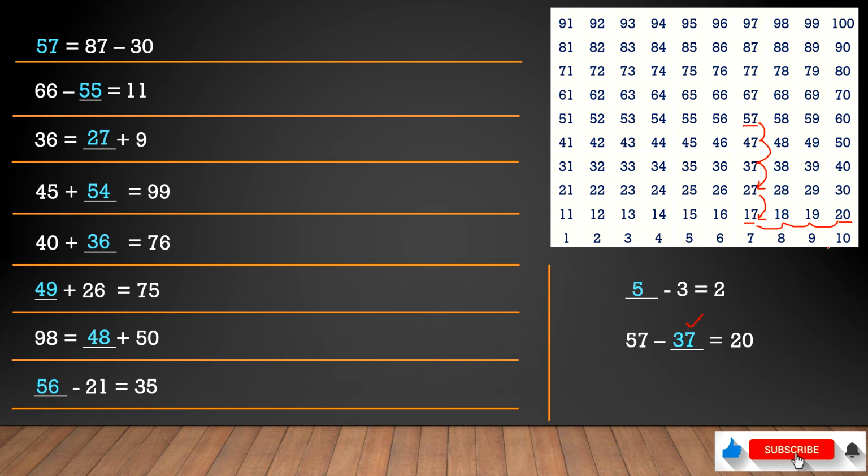Right? It is again in a similar way, like if you subtract 20 from 57, you get this number. So here is 57, 10, 20, you get to 37. So this is how you can calculate this.